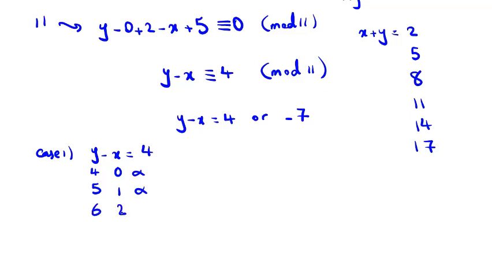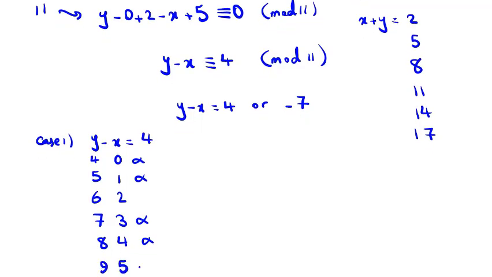2 mod 3, 6 plus 2, you can check this. 7, 3, sum of them is 10, it's bad. 8, 4, sum of them is 12. 9, 5, sum of them is 14, which is 2 mod 3. So we have these two numbers.